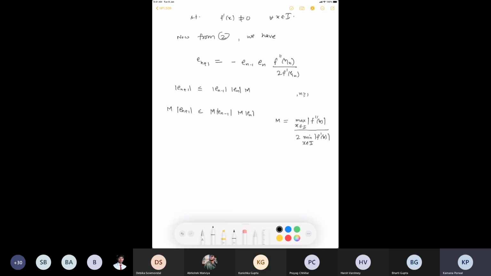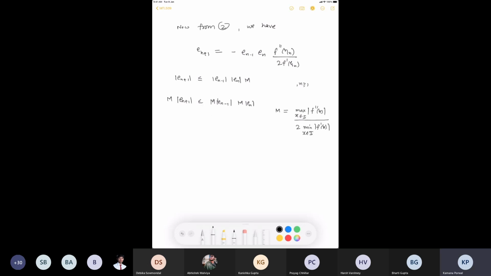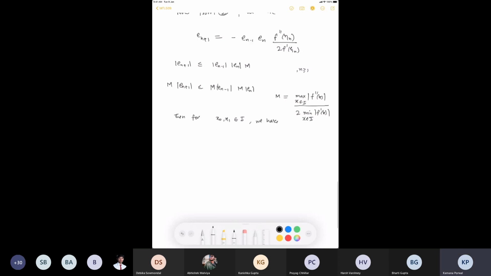Now we have to start with the initial guesses, right? So I'm going to choose the initial guesses in the interval I itself. Let's see what happens to the next iterate, which is going to be x2. For x2, mod of e2 is less than or equal to mod of e0 into mod of e1 times. Let me directly use this equation here.